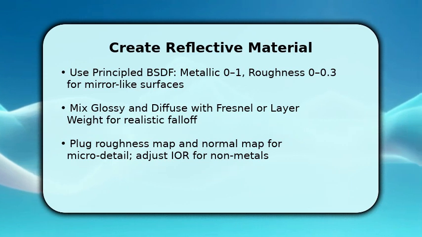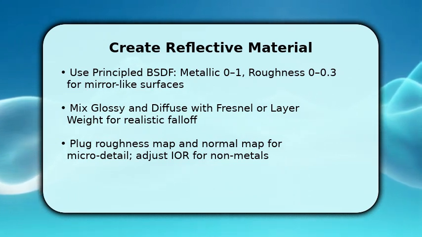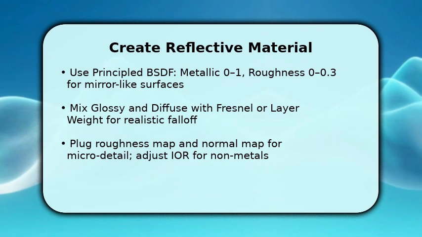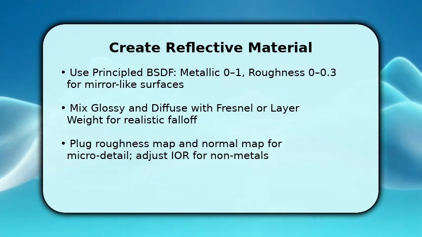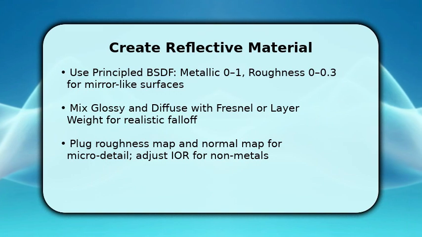Plug a roughness texture and a normal map to introduce micro detail, because small surface variations scatter reflections. Make sure nonmetals keep metallic at 0 and tweak IOR only when using glossy nodes. This explains why some materials look wrong otherwise.